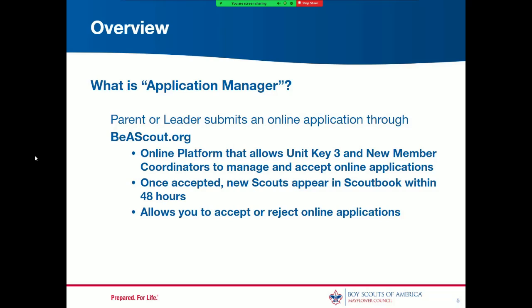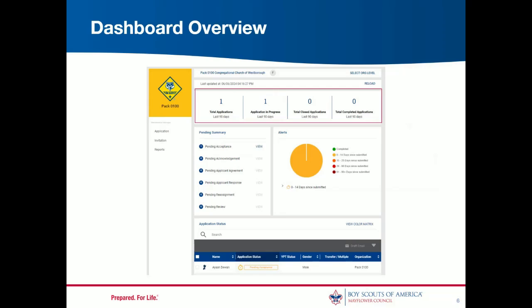Once you log into my.scouting.org, on the left-hand side, you're going to see the menu bar. Click the menu bar and scroll down to where it says Application Manager. It is very important to note that if you are, for example, a committee chair for more than one unit, you're going to need to select the unit that you're looking to accept applications for. Once you do that, you're going to see your dashboard, which you can see on the screen here.